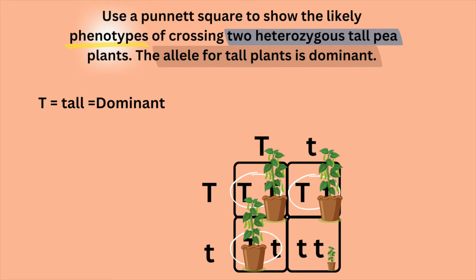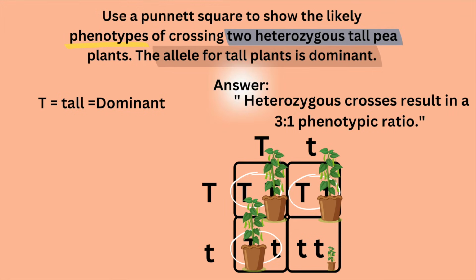The answer given by ATI was this. Heterozygous crosses result in a 3:1 phenotype ratio. In other words, we have three tall plants to one short plant. If we cross a big T, little t genotype with another big T, little t genotype plant, we're going to get a 3:1 phenotype ratio.